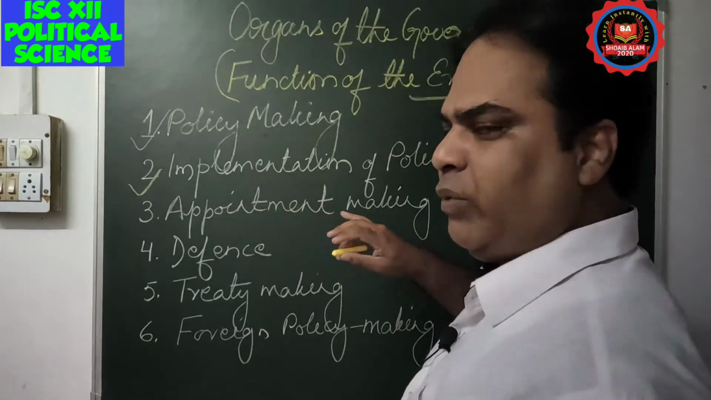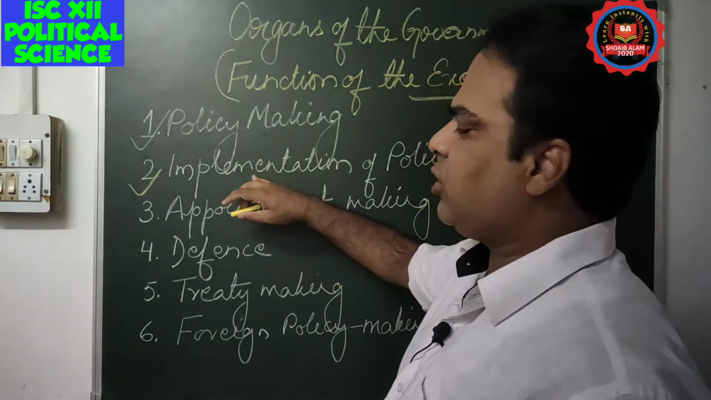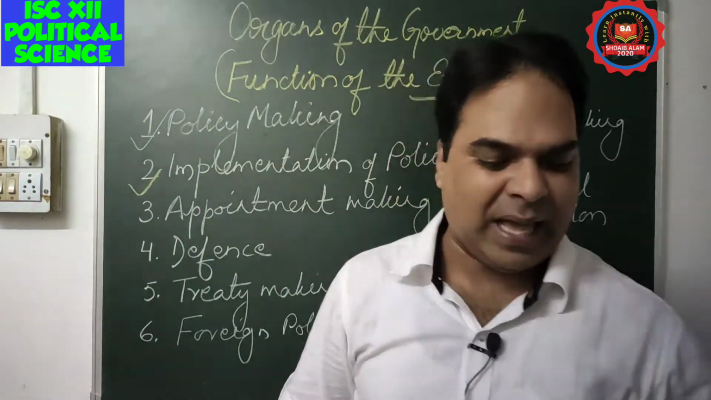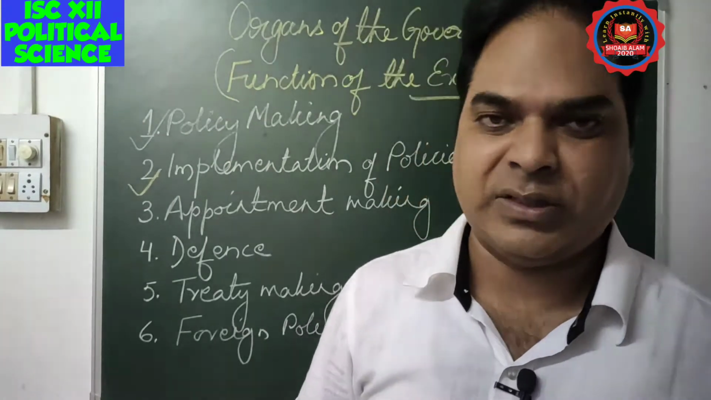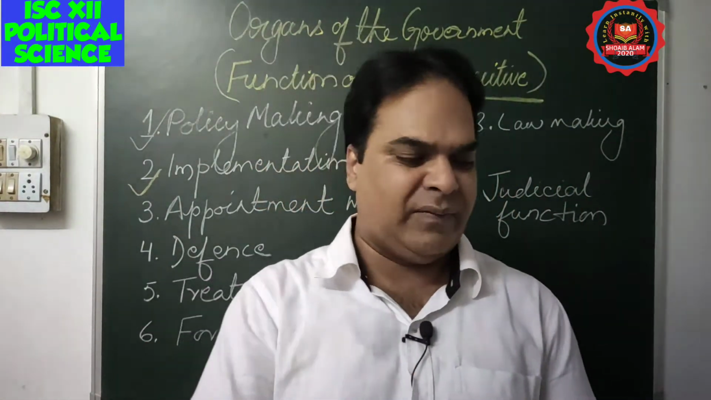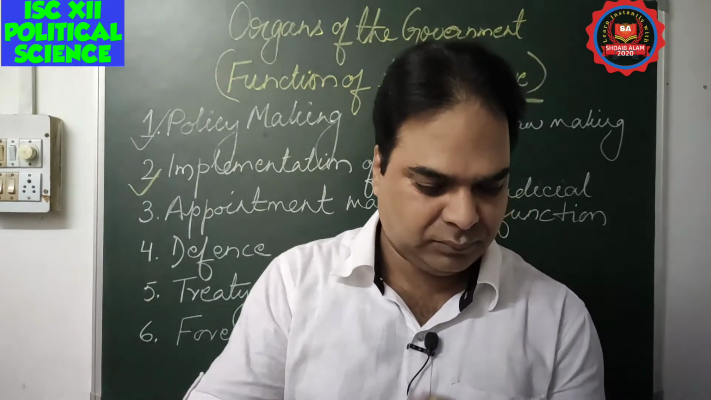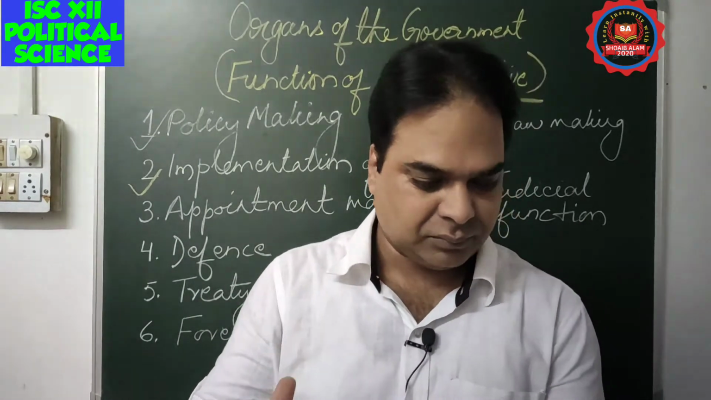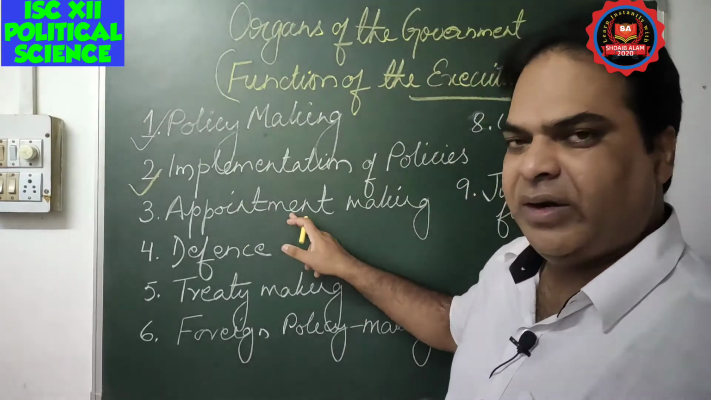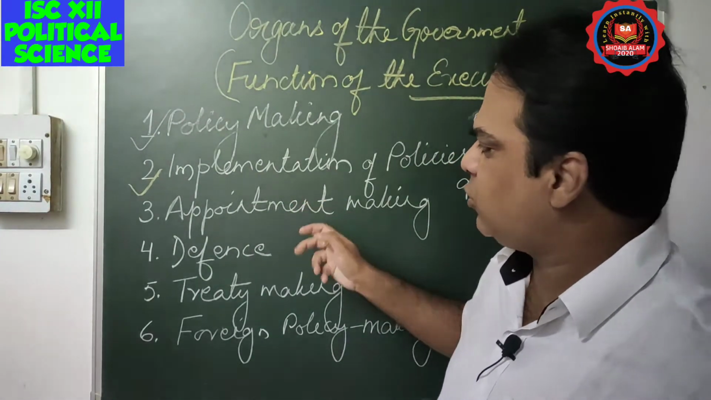So implementation we were discussing. The implementation of the policies is done by the executives with the help of the civil servants. So in actual sense, who does the entire work? The civil servants. Okay. Now, next, one more I have mentioned over here. Whether it is required or not is not important, but let us know about this also.